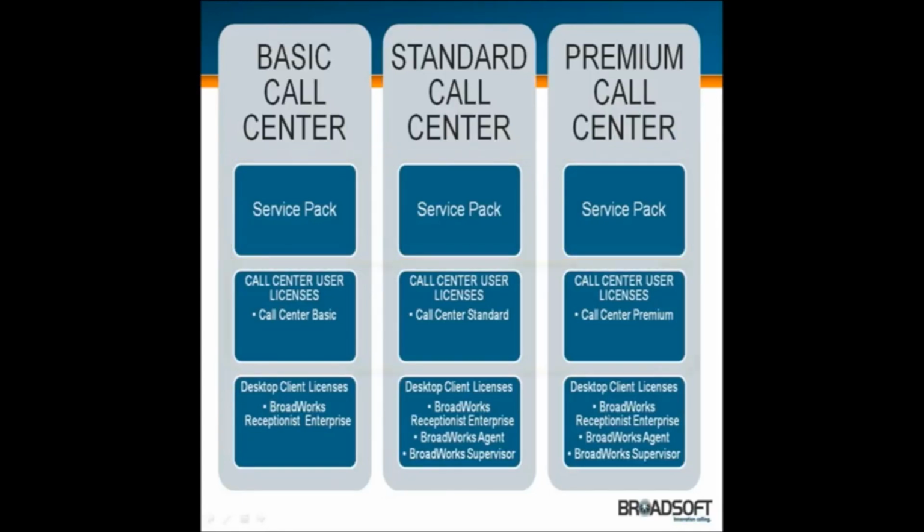The second type of license is the call center license that is assigned to the user. This will allow that user to be assigned to the appropriate type of call center within the group. Agents that will be members of basic call centers will need at minimum a basic call center license. Agents that will be members of standard call centers will need a minimum of a standard call center license. And agents that will be members of a premium call center will need a premium call center license.